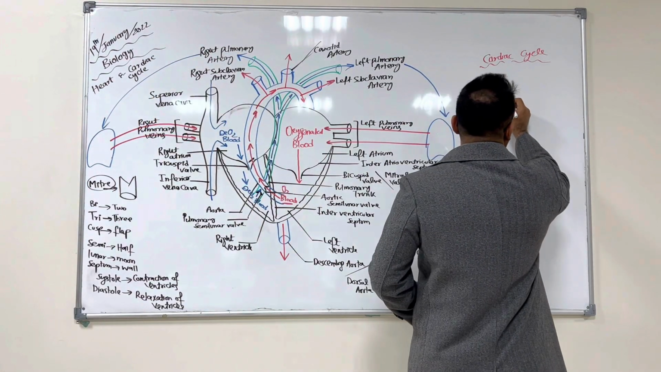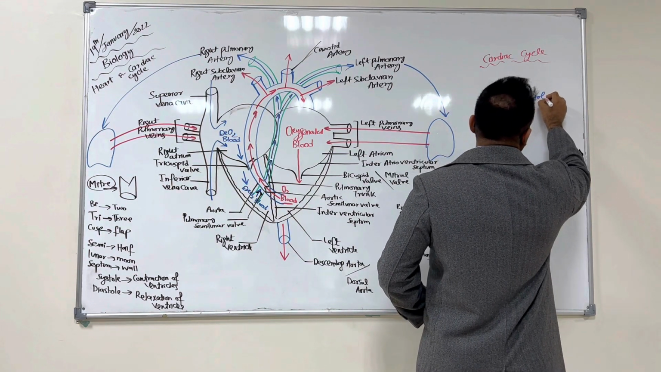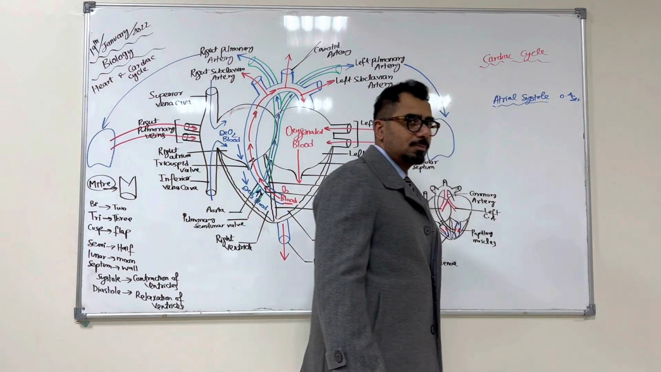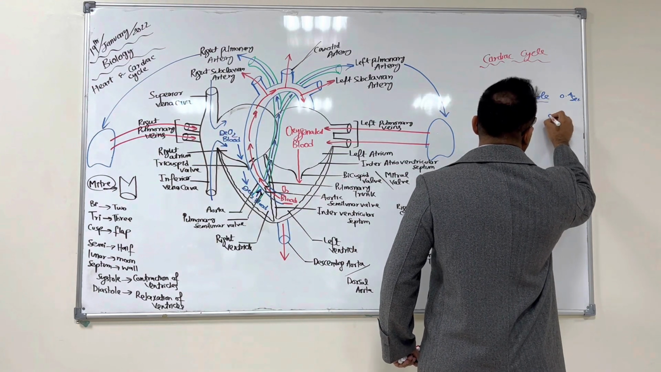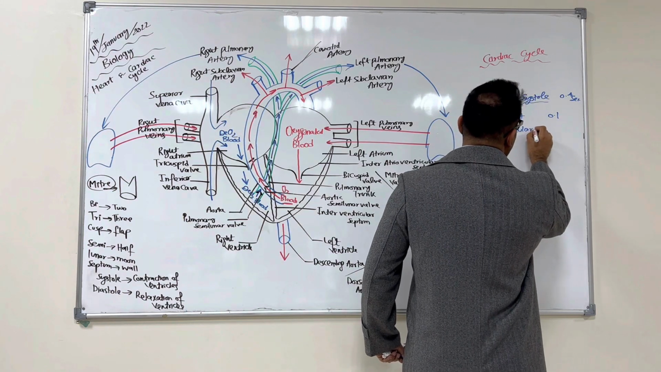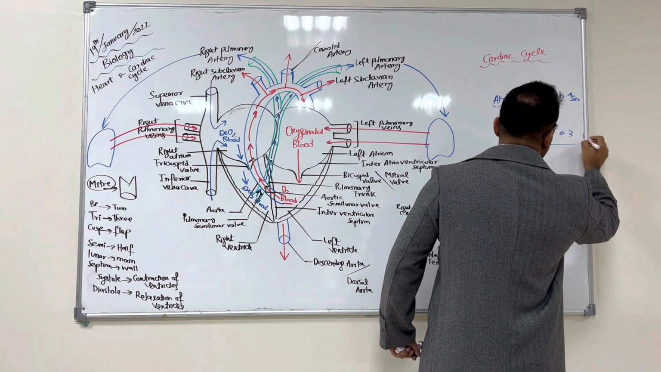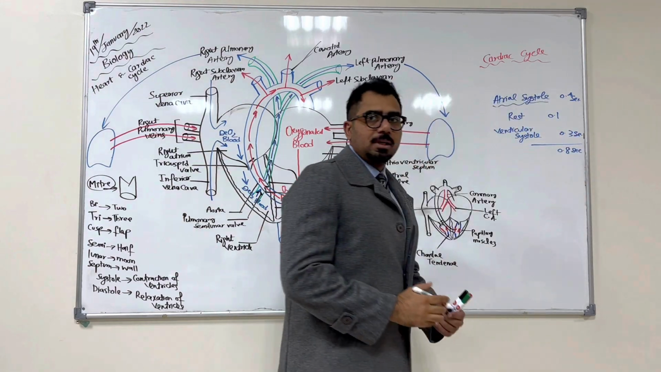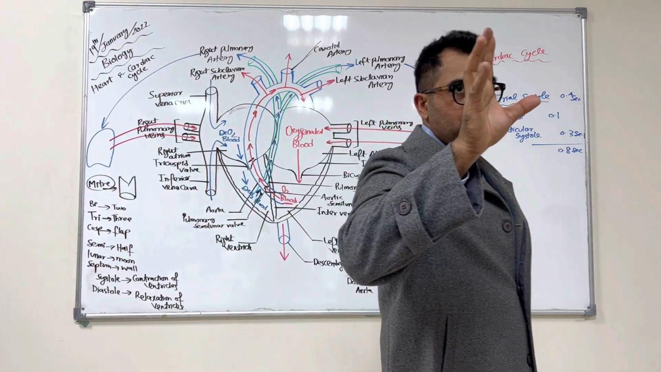Now, when you see there is atrial systole, this is for 0.4 seconds, right? In the middle, there is rest for 0.1 seconds, and then there is ventricular systole for 0.3 seconds. So it is a total of 0.8 seconds of cardiac cycle. Now please pay attention everyone, this is a very, very important thing I am going to tell you.